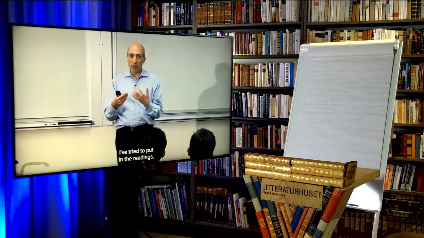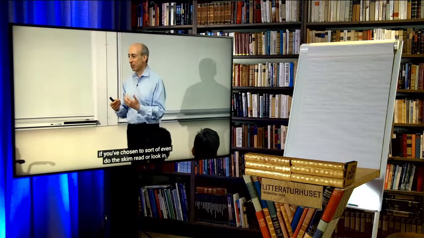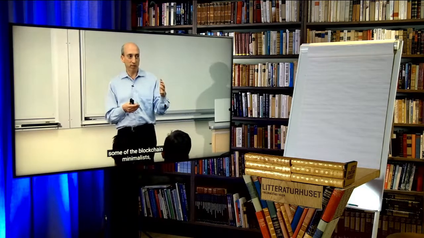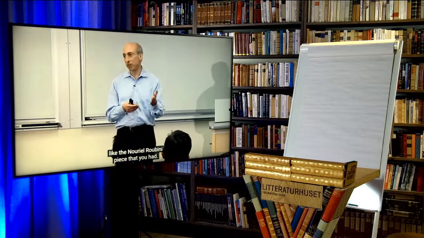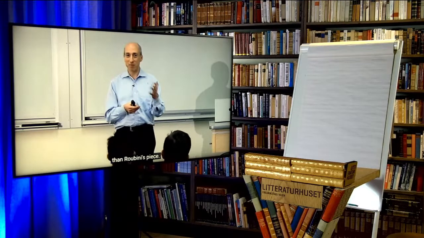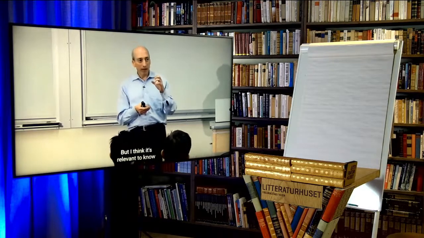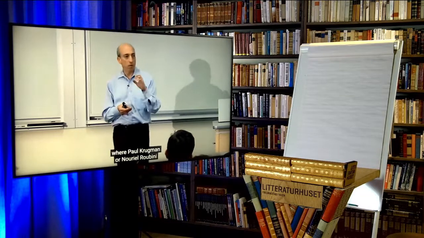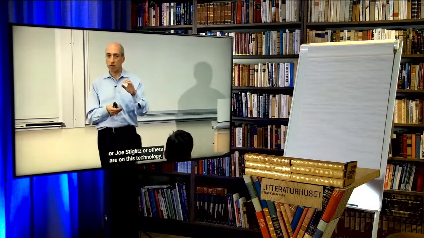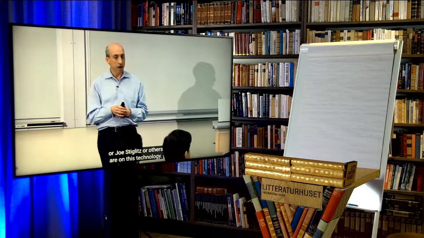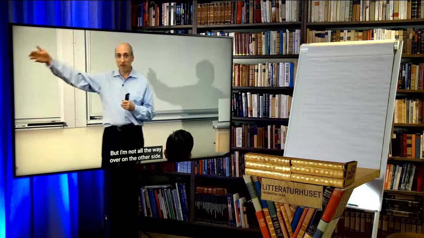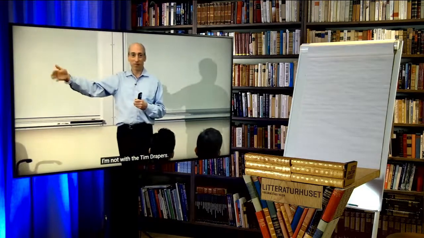I've tried to put in the readings, if you've chosen to even do the skim read, some of the blockchain minimalists, like the Nouriel Roubini piece that you had. It doesn't get much more minimalist than Roubini's piece. But I think it's relevant to know where Paul Krugman or Nouriel Roubini or Joe Stiglitz or others are on this technology. I don't happen to agree with them, but I'm not all the way over on the other side. I'm not with the Tim Drapers.